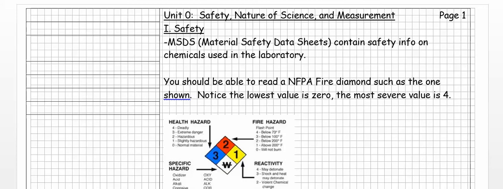We're going to call this one Unit 0 because we're not quite ready to start formal chemistry just yet. And so we need to take care of some mathematical issues, issues of measurement, talk a little bit about the scientific method, and mainly I want to talk in this unit about safety.